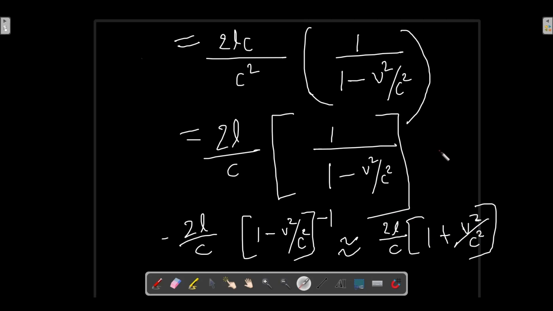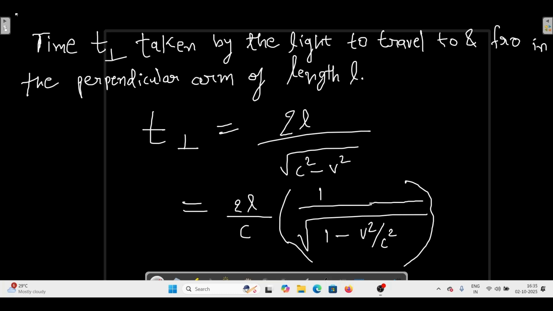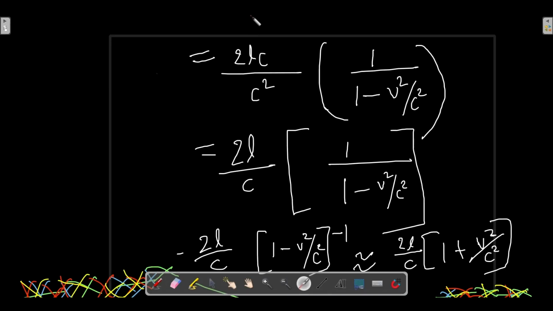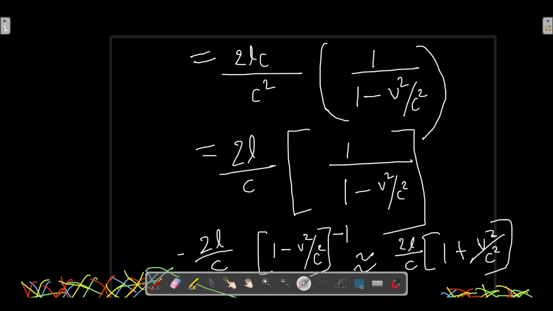2l by c multiplied by 1 plus v square by c square. This is the value of t parallel. Let us calculate the t perpendicular. Now we had just calculated time t parallel. Similarly, we are calculating time t perpendicular, the time taken by the light. So what will be t perpendicular?